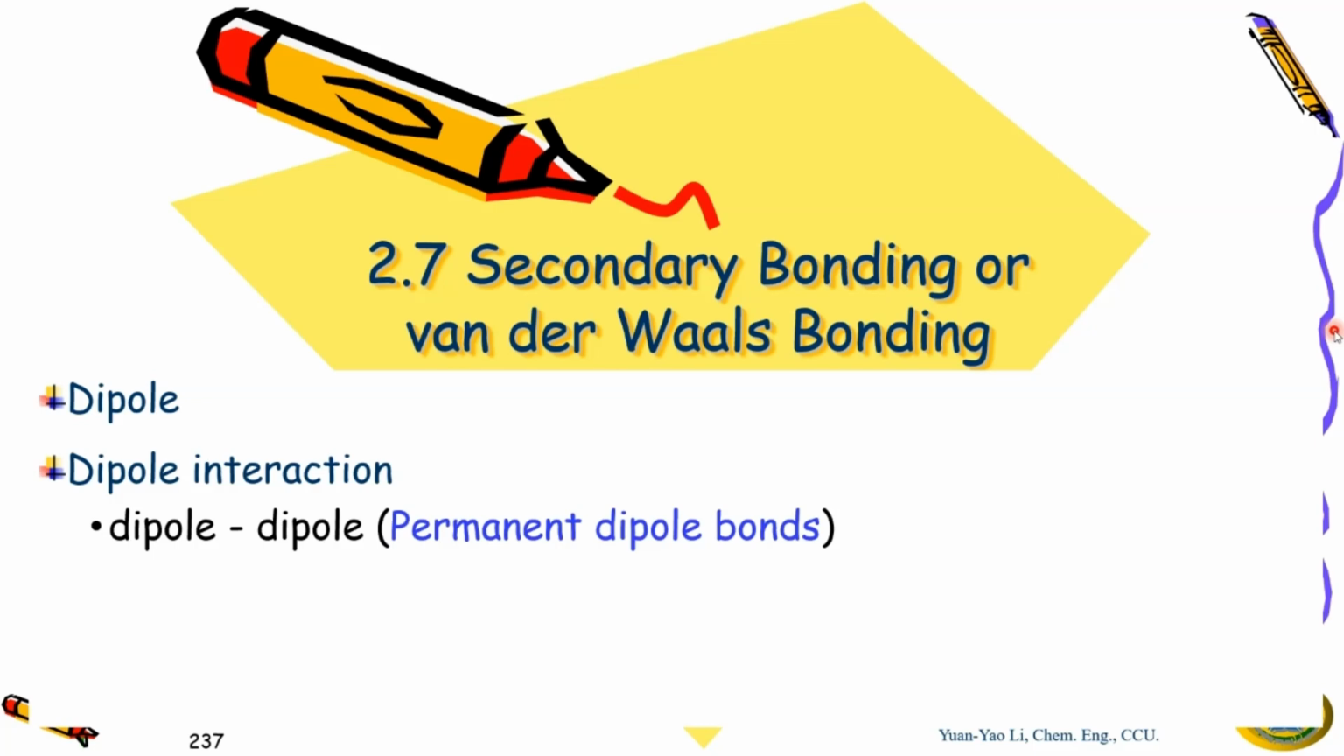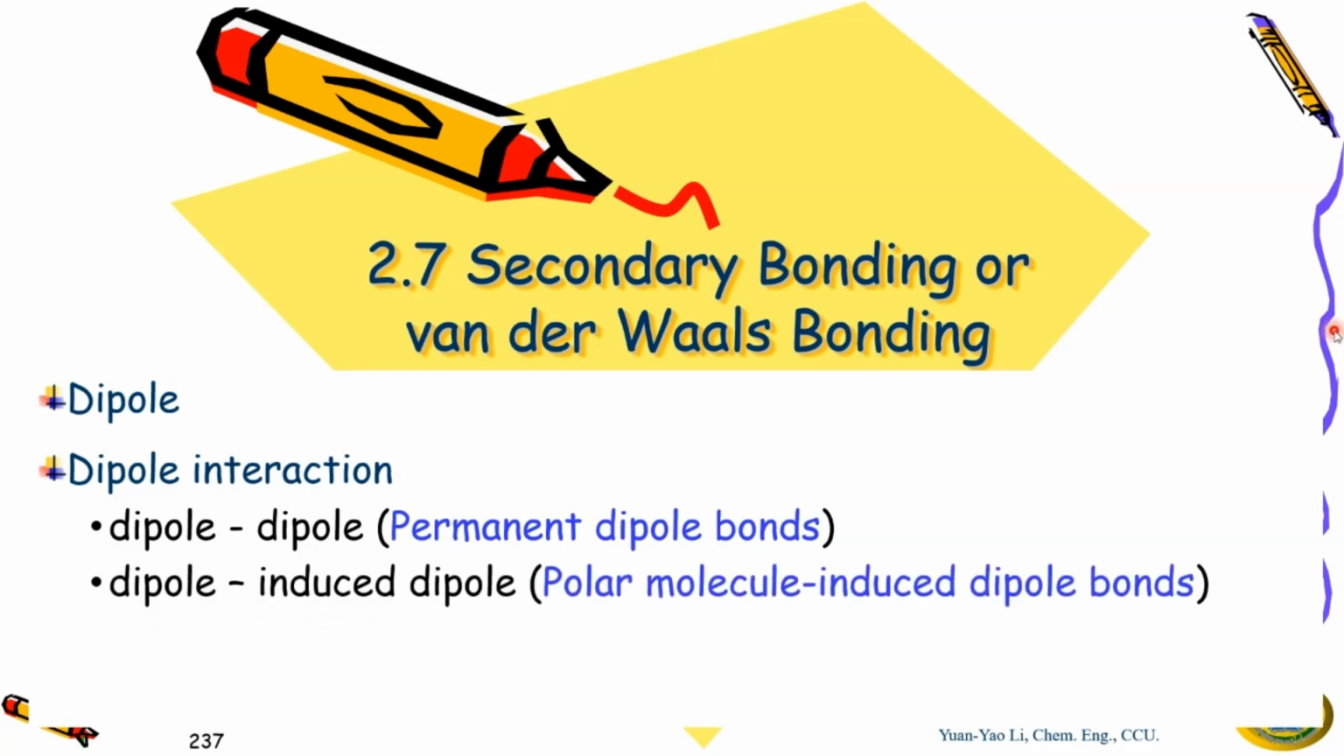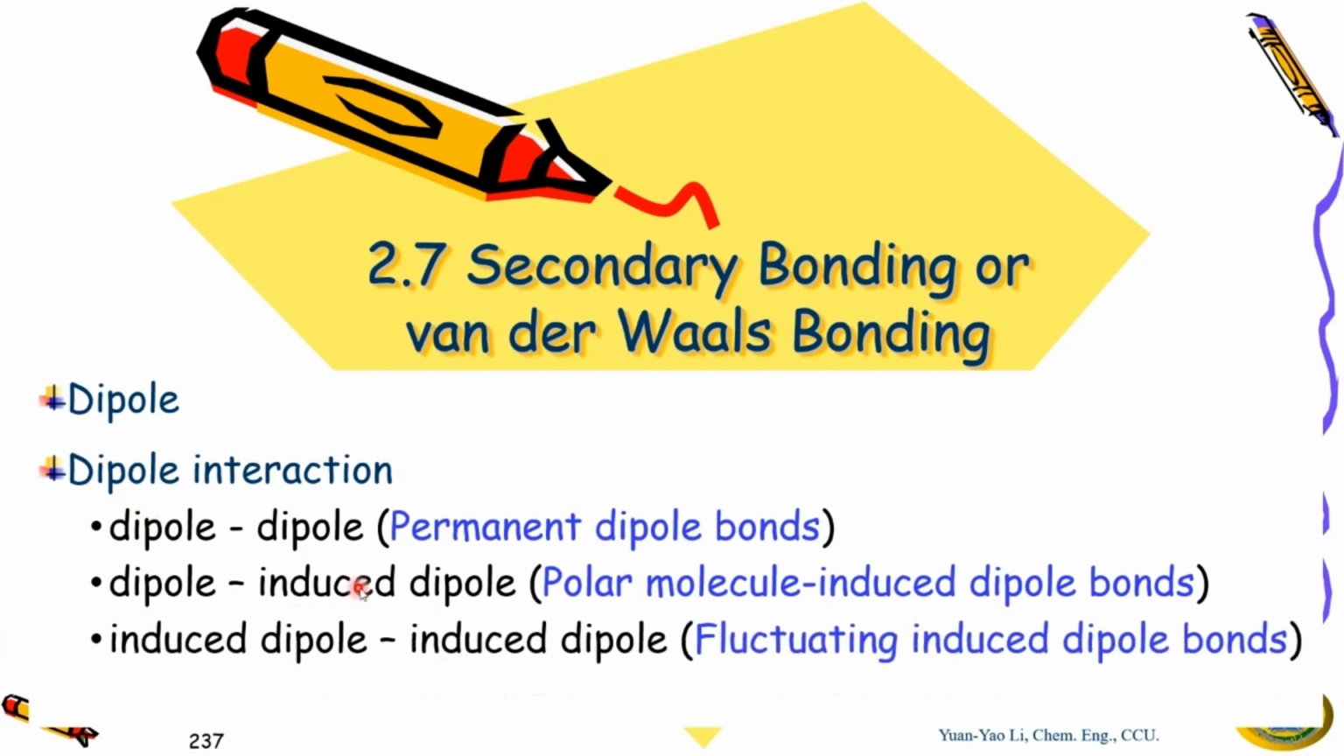Ladies and gentlemen, these are secondary bonds. Okay, it's not primary bond. Then dipole-induced dipole, where we call polar molecule to induced dipole bonds. And the third one, of course, you understand, is called induced dipole bonds, or fluctuating induced dipole bonds. I'll explain these one by one to you for now.